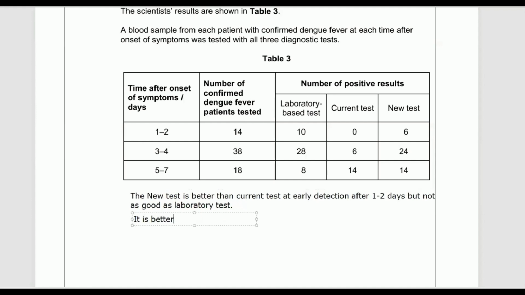After 3 to 4 days, let's cover that row. What can we say about the new test? The new test, again, is way better. It's how many times better? 4 times better than the current test, and nearly as good as the lab-based test. So another mark coming in. And then we want to make a conclusion about the final row.